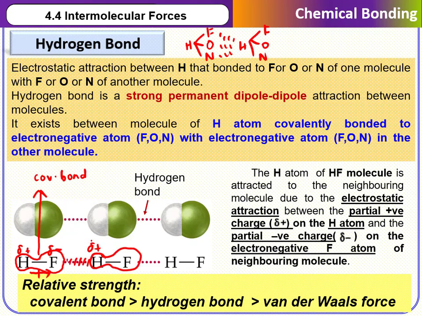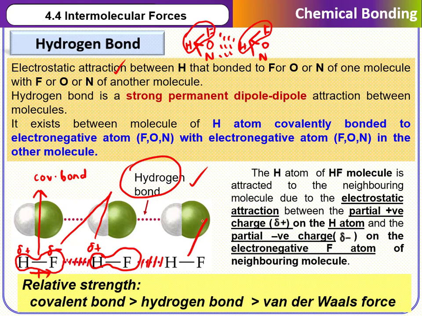How about the attraction that exists between this partial positive end and this negative end? Then only it is called hydrogen bond. If it is within the same molecule like this, then it is a covalent bond. Why is it a covalent bond? Because they share their electron. H and F share the electron, so it is a covalent bond.